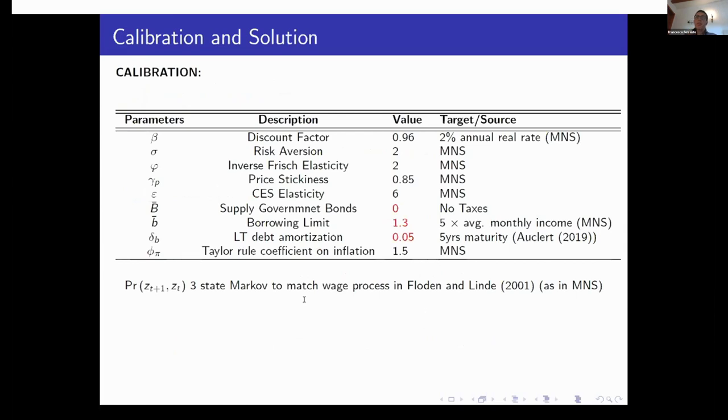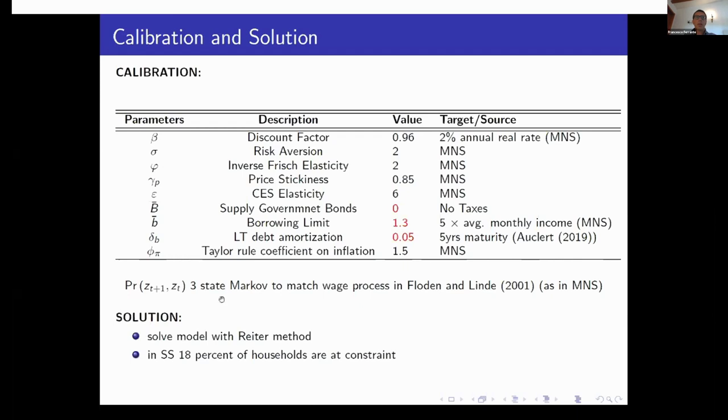Briefly, the calibration that we use is the same as the one by McKay, Nakamura, and Steinsson. The only difference is, again, zero net supply for government bonds. We assume a positive borrowing limit equal to 5 times the average monthly income. And for the long-term bonds, we set an amortization rate equal to 0.05, which implies a 5-year maturity, which is a value estimated for the US by Kuchler.